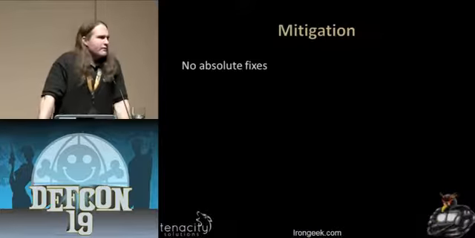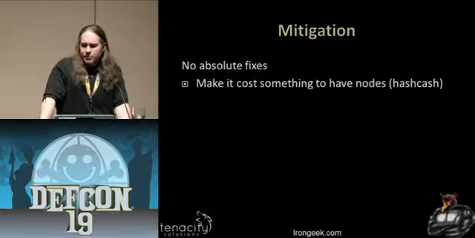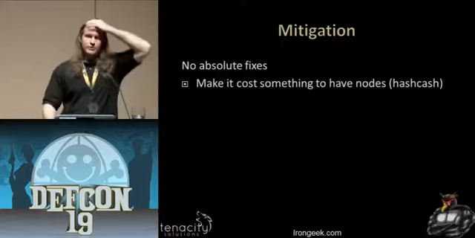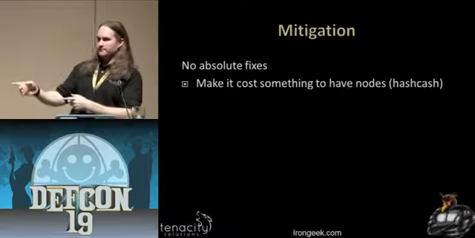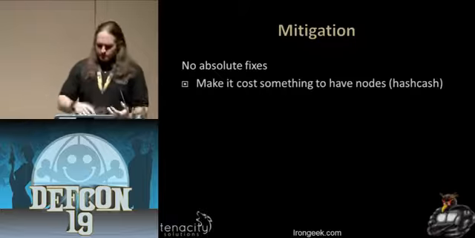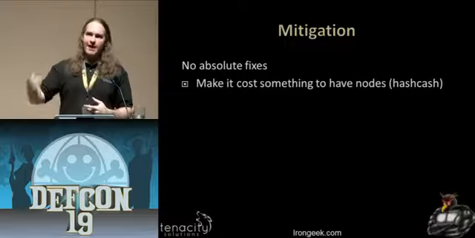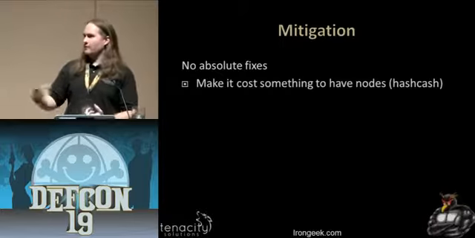Now, there's no absolute fixes out there for Sybil attacks. You can make it cost more to have nodes in the network so that someone can't spin up 5,000 nodes to try to manipulate it, do it using some kind of proof-of-work algorithm like hashcash. How many people are familiar with Bitcoin? Bitcoin is a similar concept. You have cryptographic problems that are easy to check whether or not someone got them right, but hard to actually calculate, or take longer to calculate CPU-wise.